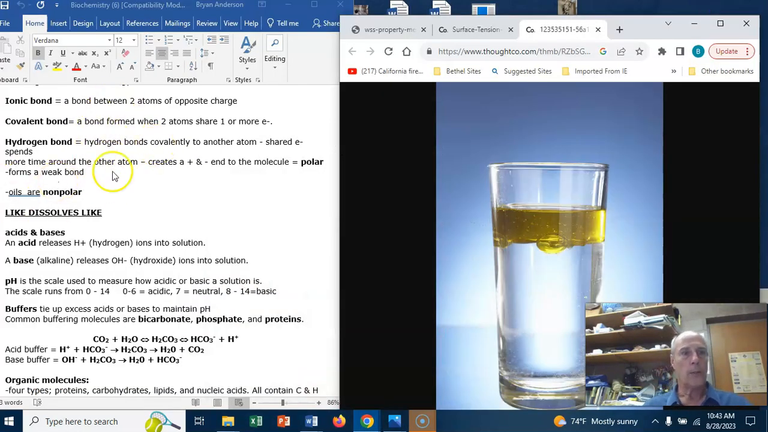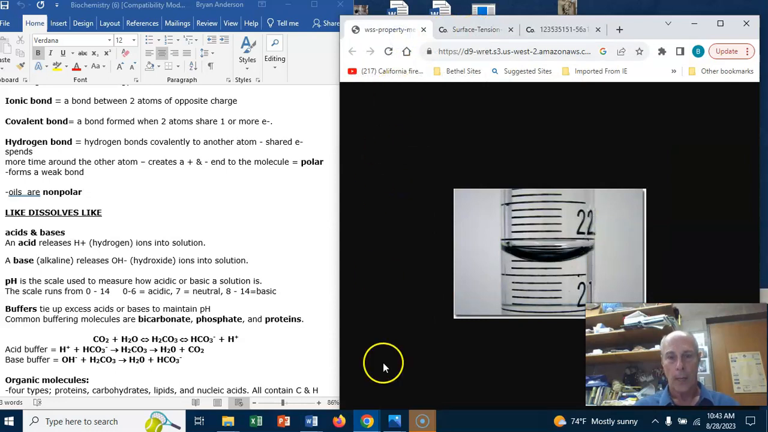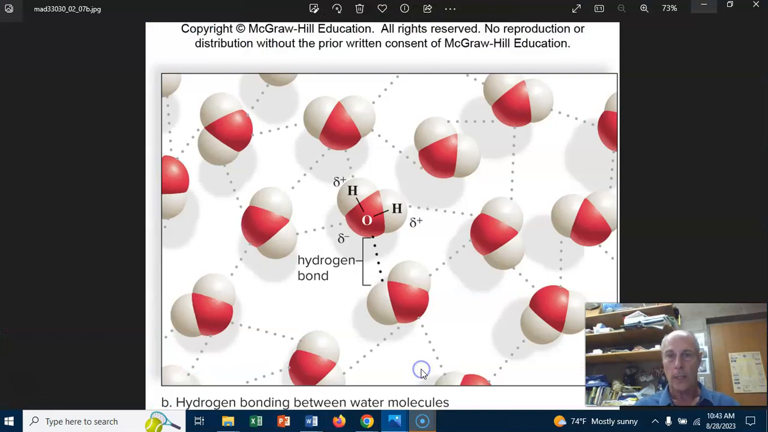Okay, so that's a hydrogen bond, and so there is this concept of polar versus nonpolar. If we go back here, water is considered a polar substance because it has that plus and minus end to the molecule. So this side is minus, this side is plus. If there were no charge difference between the sides of the molecule, we would call it nonpolar.